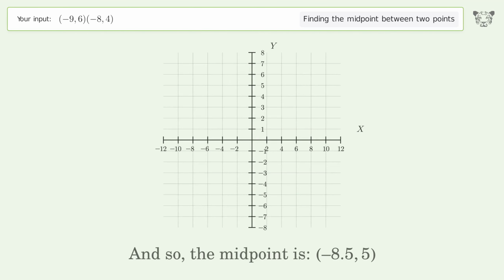And so, the midpoint is negative 8.5, 5.